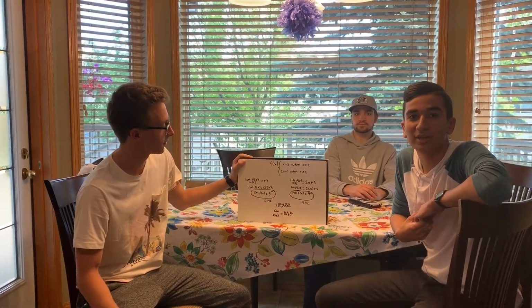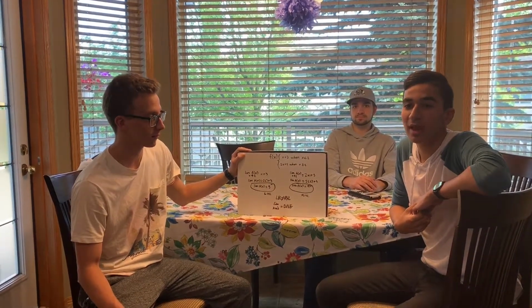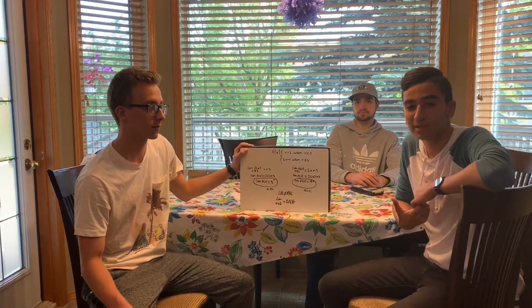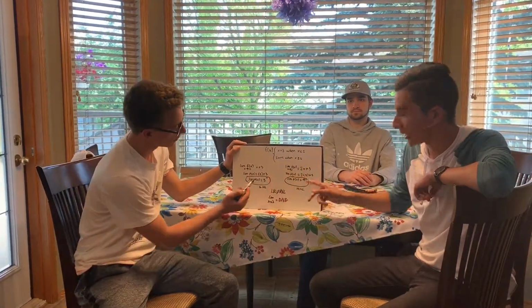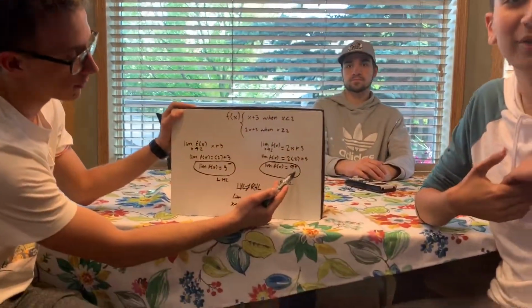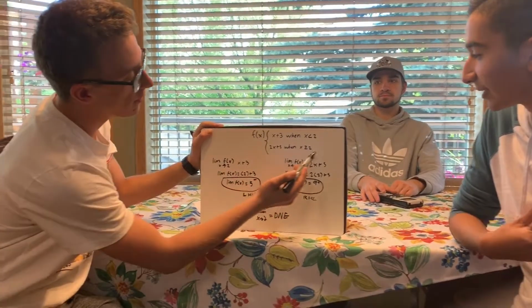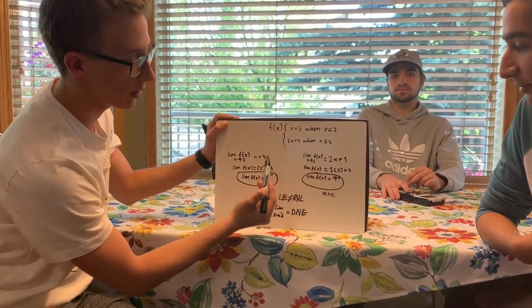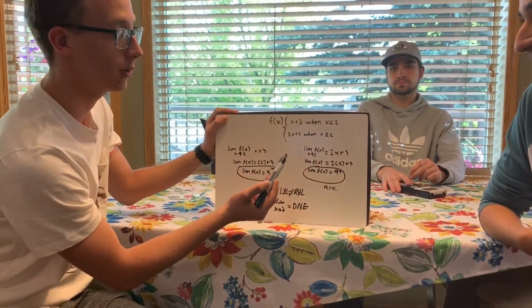Another important distinction is left versus right-hand limits. These occur when you have a piecewise function and the specific limit at an x value is not the same on both sides. In this case, we use the notation of a negative sign and a positive sign to indicate the left and right-hand limits, respectively. So here we have our piecewise function and our domain, x plus 3 when x is greater than 2, and 2x plus 5 when x is less than or equal to 2.